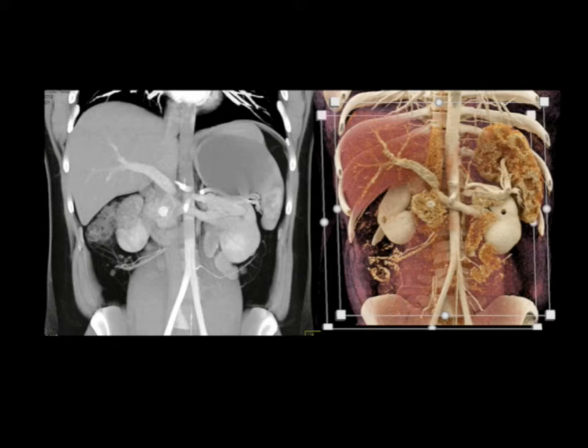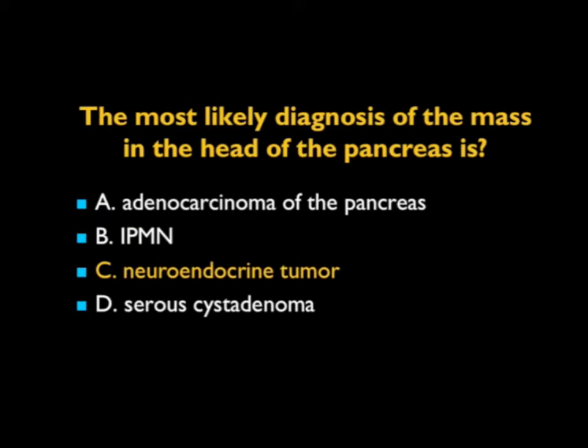Adenocarcinomas do not enhance. IPMNs are cystic. Serous cystadenomas are going to be cystic. This is a classic appearance for a neuroendocrine tumor. It nicely shows you how 3D mapping really brings out the lesion, and also shows you how cinematic is particularly good at bringing out these lesions.